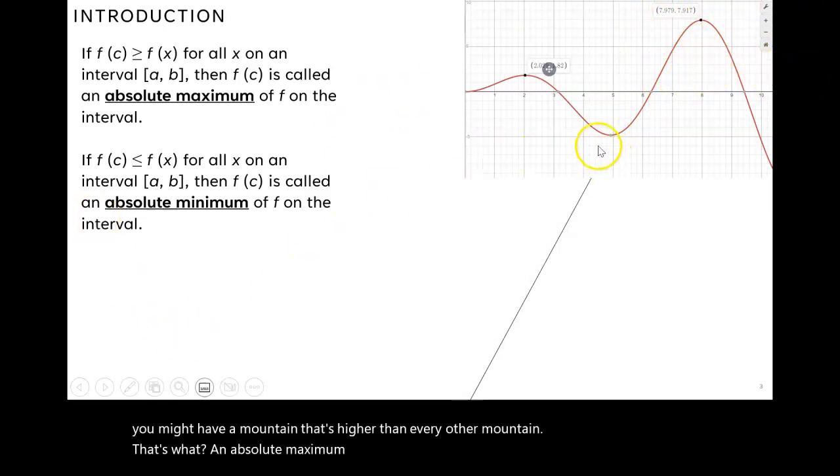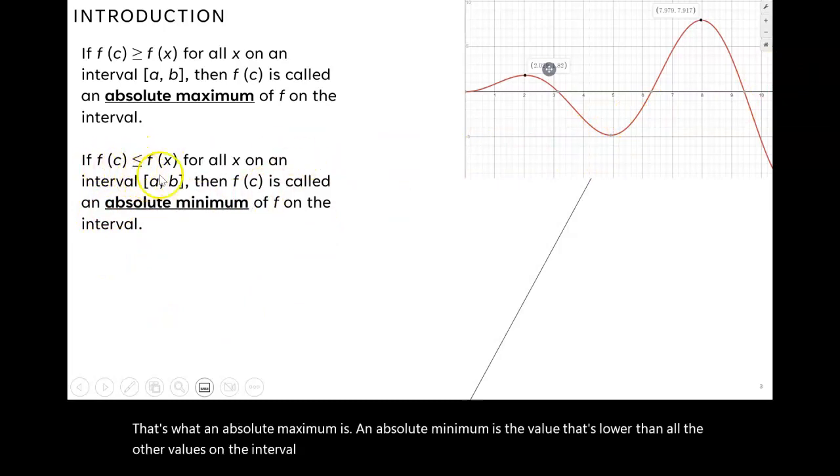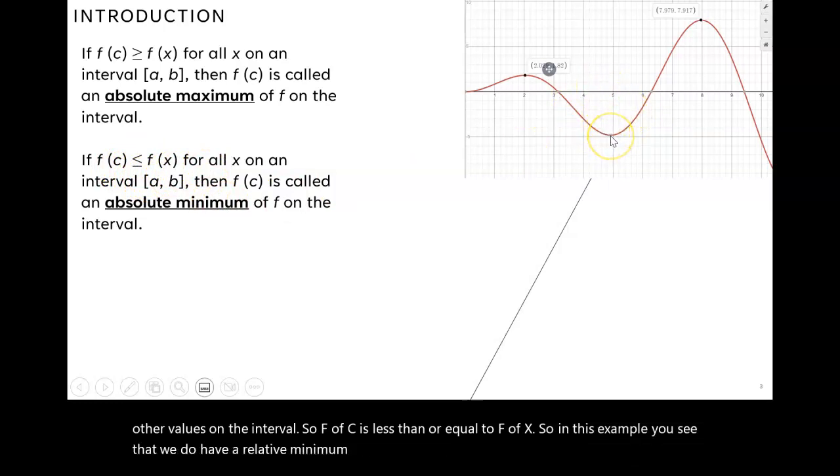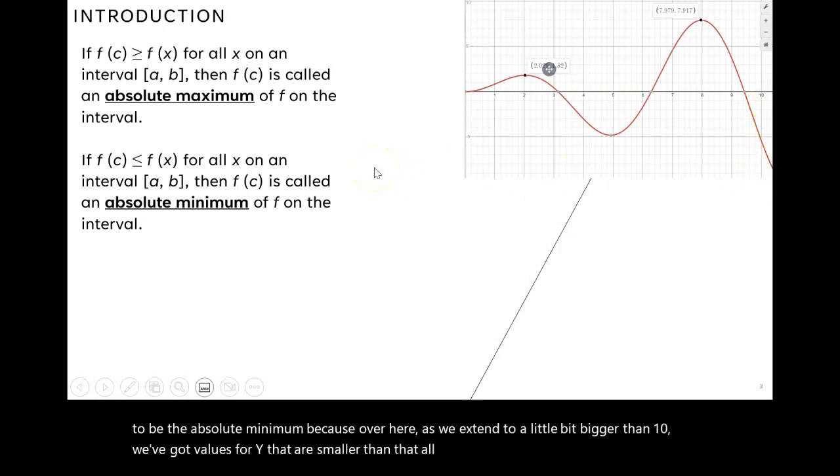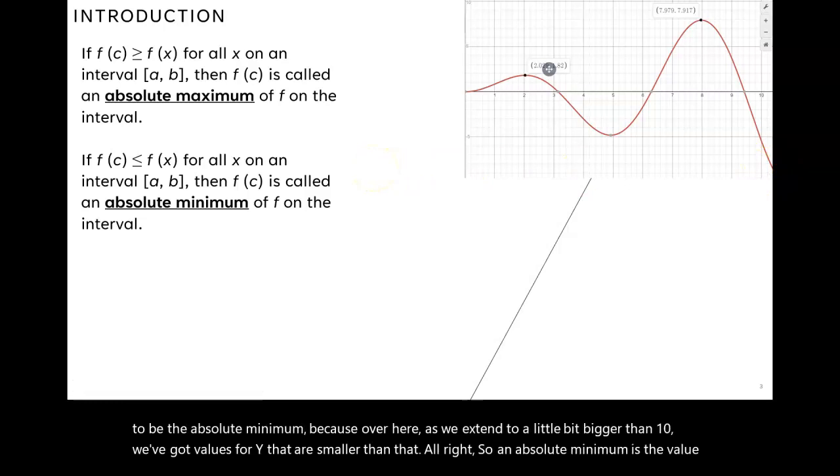An absolute minimum is the value that's lower than all the other values on the interval. So f of c is less than or equal to f of x. So in this example, you see that we do have a relative minimum right here around x is equal to 5, but it's not actually going to be the absolute minimum because over here, as we extend to a little bit bigger than 10, we've got values for y that are smaller than that. All right, so an absolute minimum is the value that's smaller than all the other values on the interval.